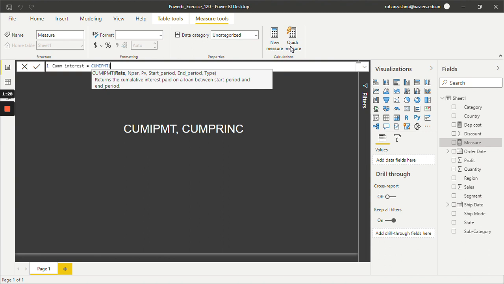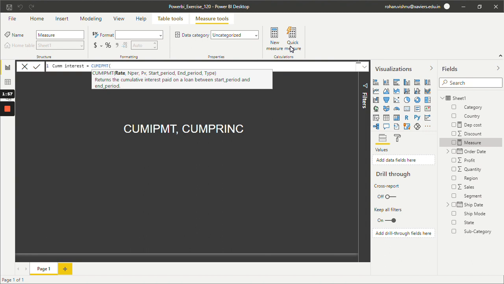The second last is end period, the last period in the calculation. The value must be between start period and NPER. The last one is type, which is the timing of the payment. The type value can only be 0 or 1. If it is 0, the payment is made at the end of the period. If it is 1, the payment is made at the beginning of the period.